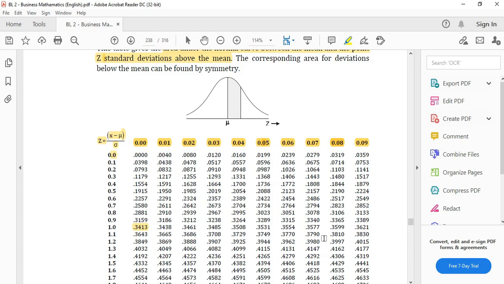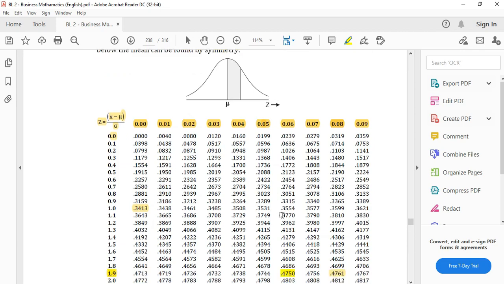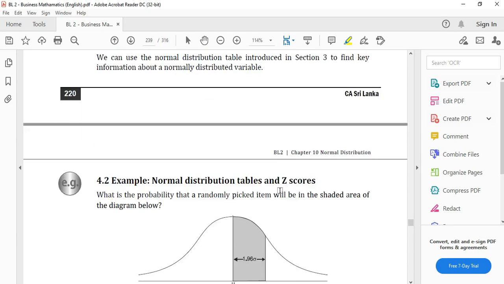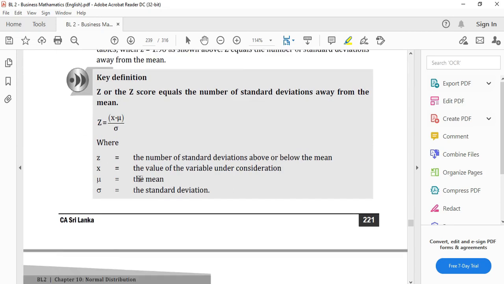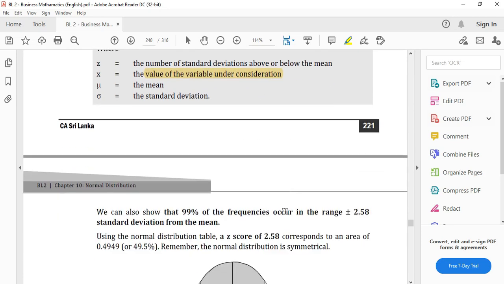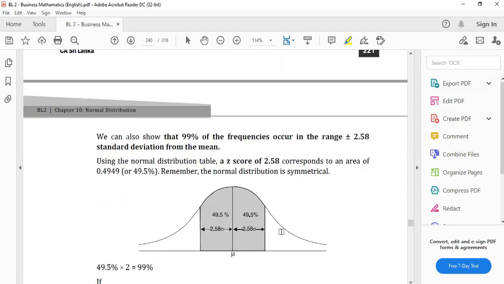So the middle values that you can see in this table are basically the area under the graph for a particular value of Z. Okay, so the Z is not a value on the graph, it's actually the gap between mean and X, whereas X is the normal distribution data. So it's the value of the variable under consideration, like sales or whatever data they have given in the question.